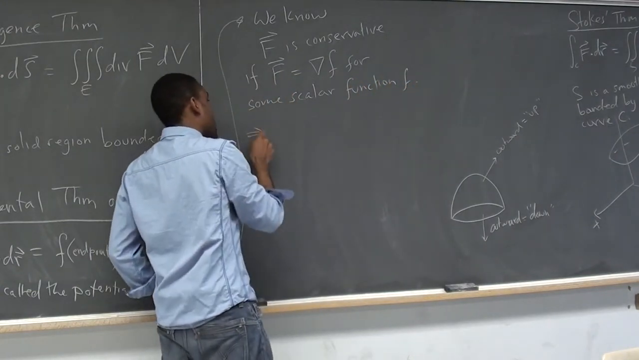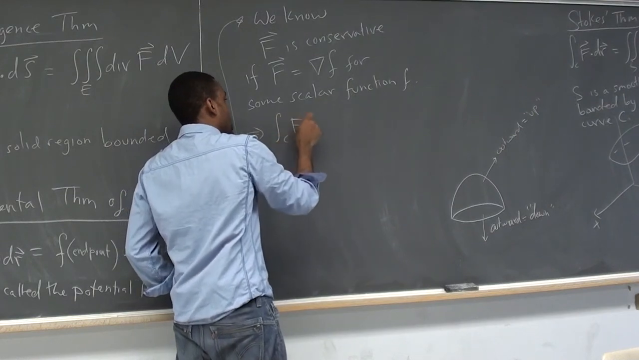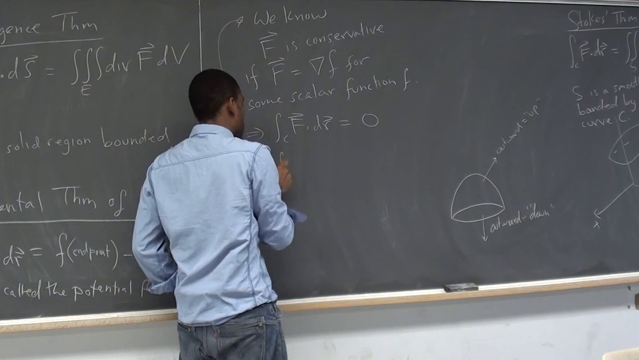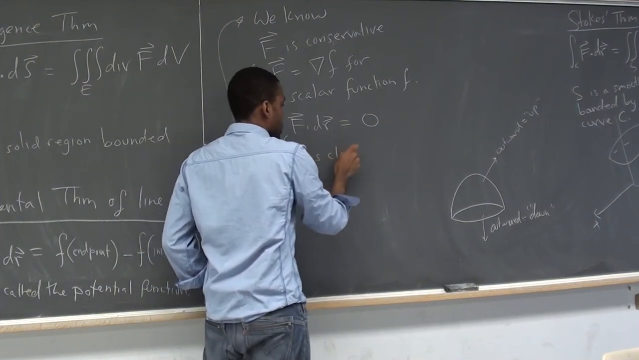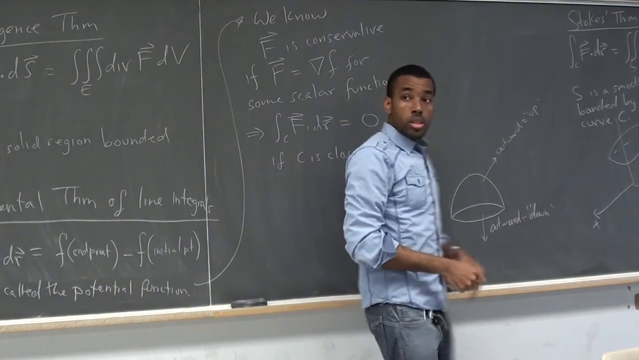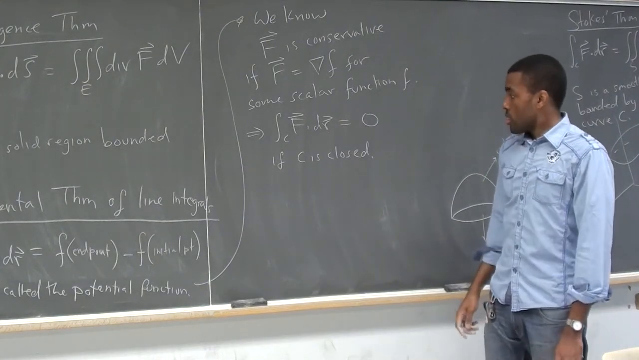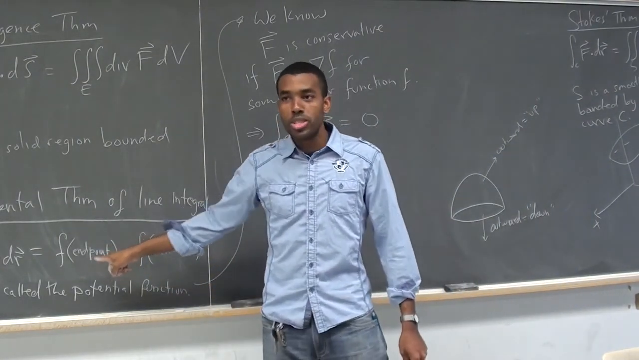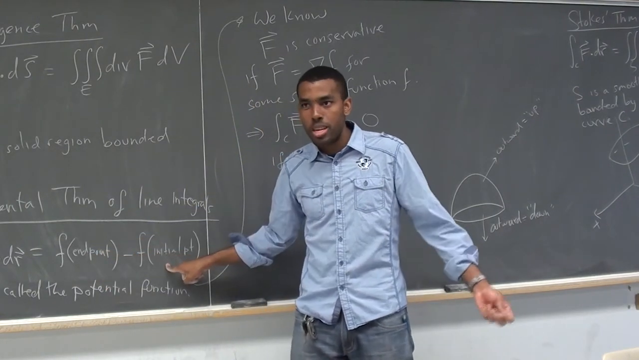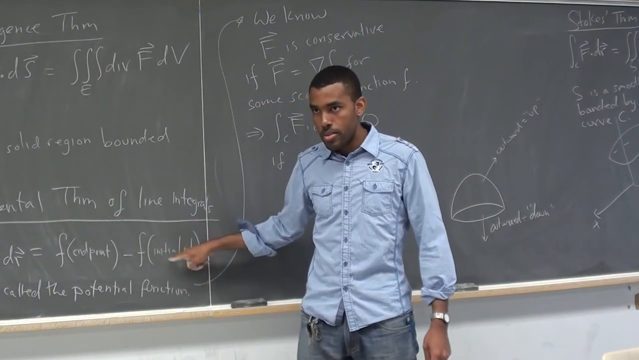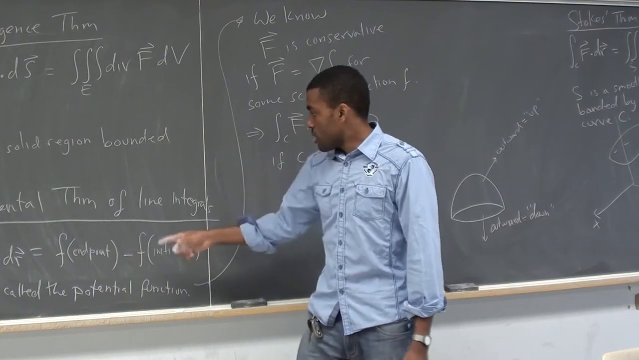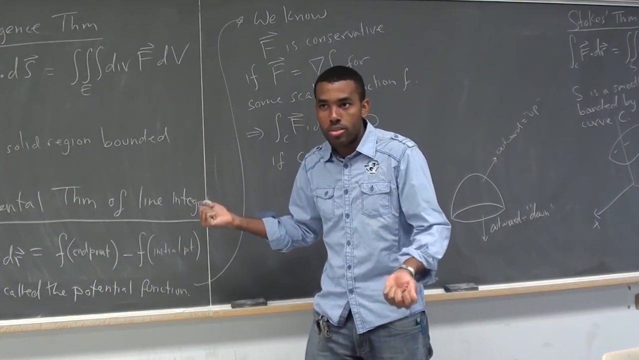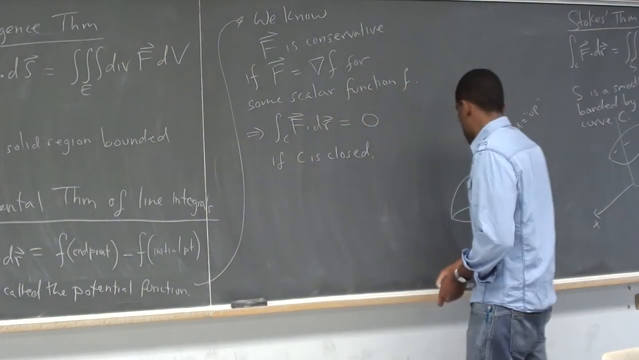Right? So this implies, for example, that the integral of F dot dr equals 0 if C is closed. Basically, when you have a closed curve, the endpoint and the initial point are the same thing, and so this dies. But in general, it's not 0 if your C is not closed. You have to just compute the different endpoints.